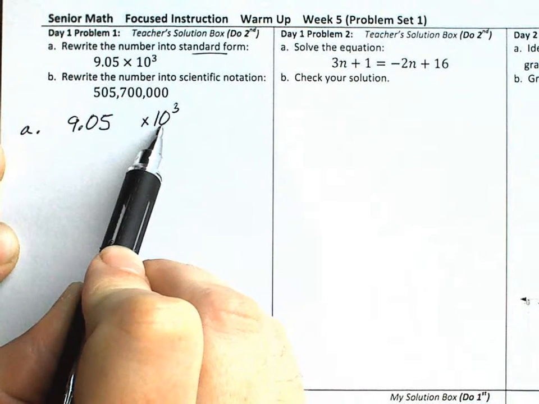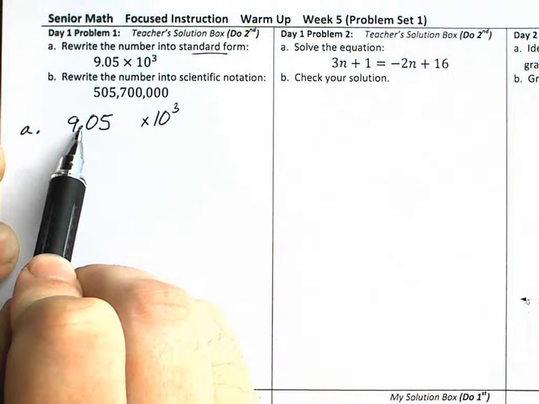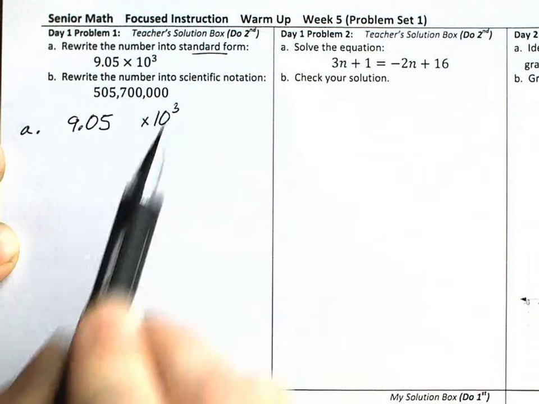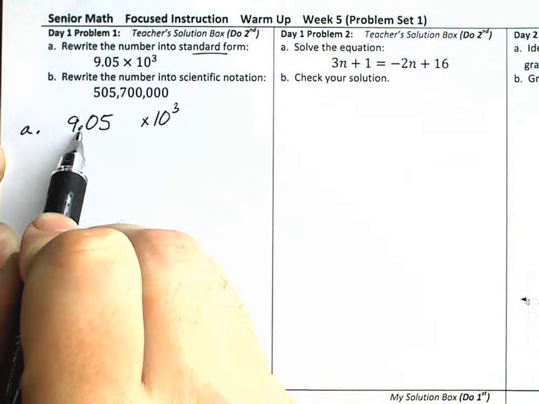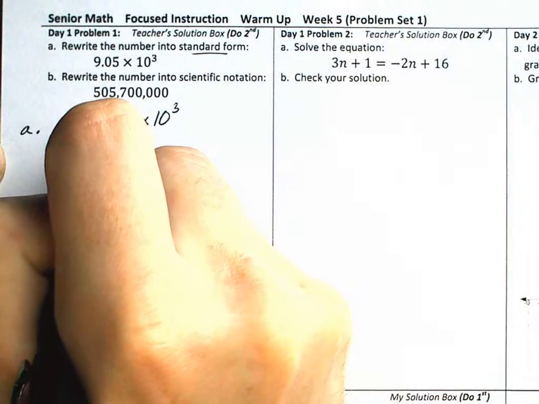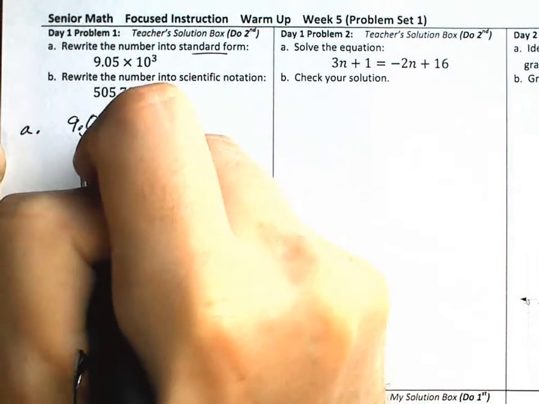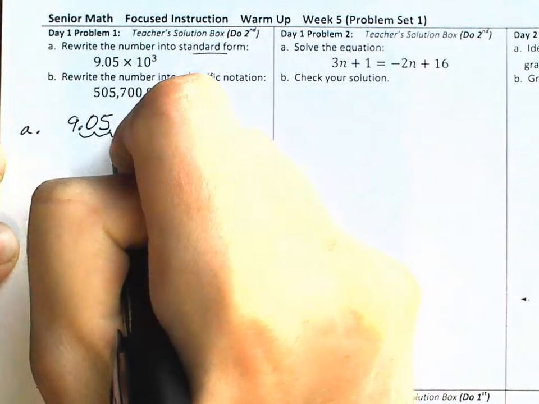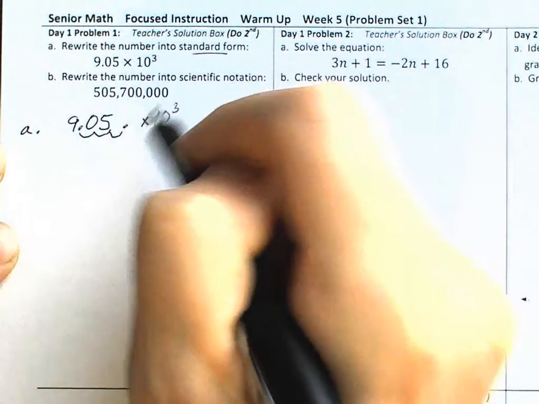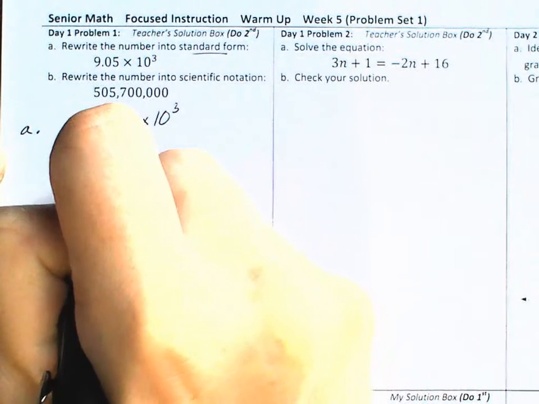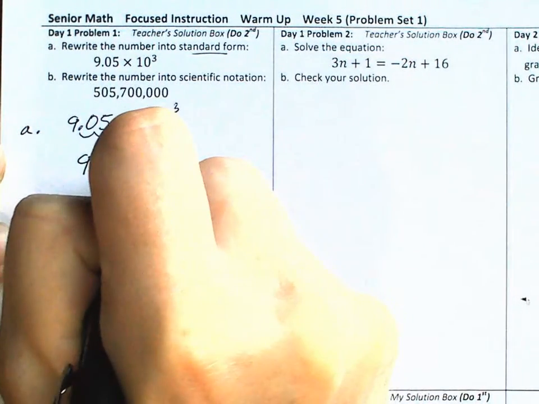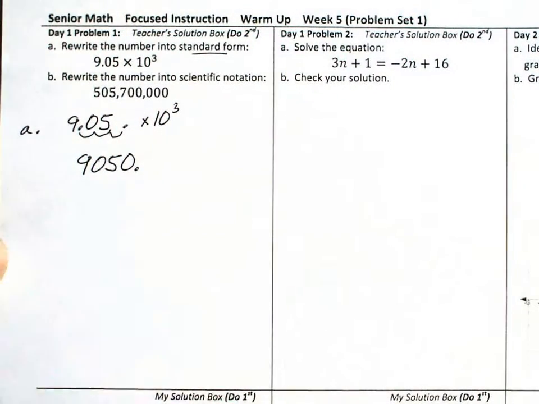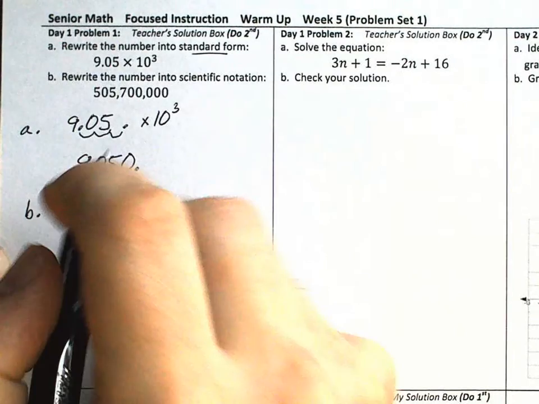Each time you multiply by a 10, the decimal point will move one position to the right. And so if you multiply by 10 3 times, that means to move the decimal point 3 spots to the right. Let's do that. 1, 2, and 3. The decimal point will end up right here, and we need to fill in a placeholder 0. And so that creates the number 9050 with the decimal point at the very end. So 9,050.